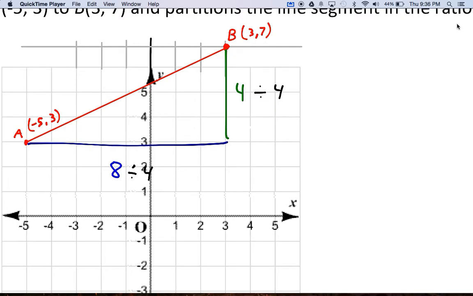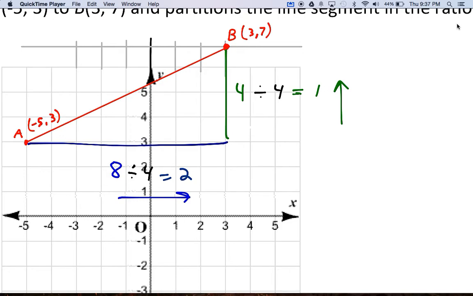So I divide both of those by 4, and on the bottom it's going to give me 2. So that's my horizontal kind of increment, and on the side it's 1 going up. So this tells me every time that I go over 2 and up 1, I'm splitting it into a part. And so now I'm going to do that.